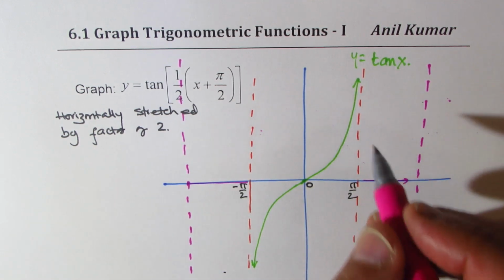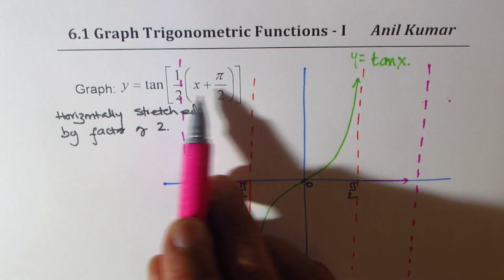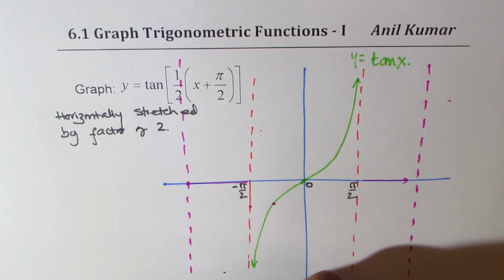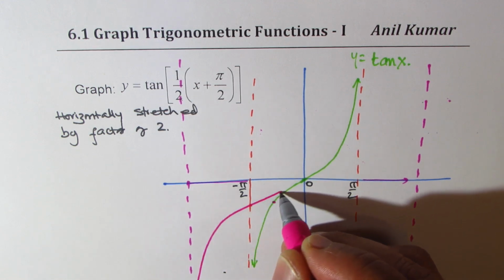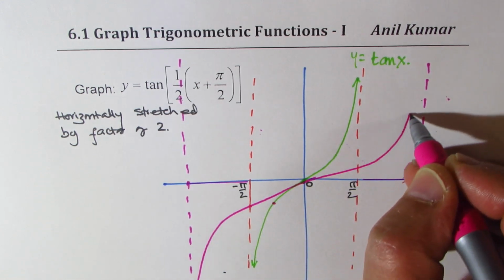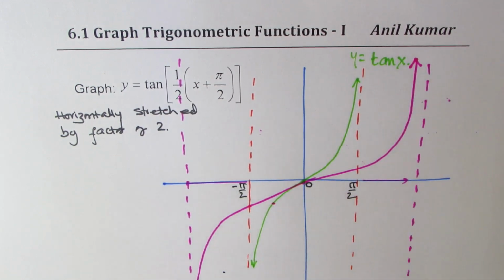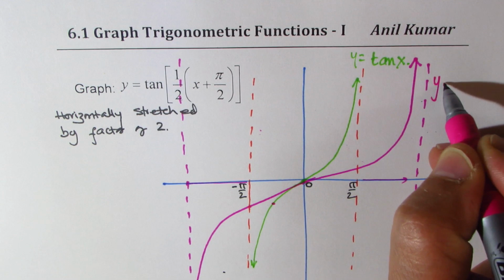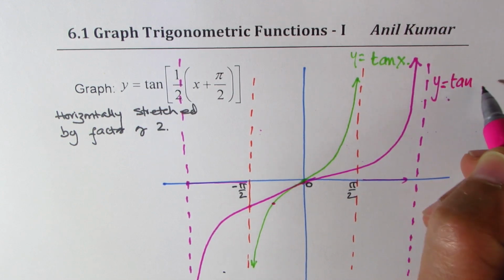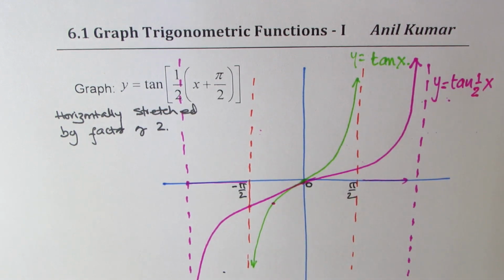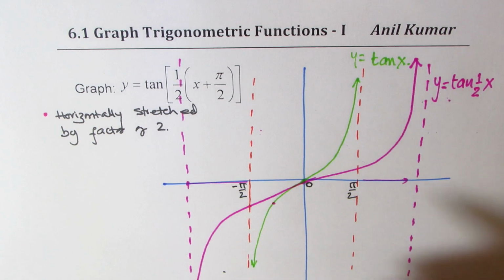So now I'm going to sketch the horizontally stretched function. So all these points, the critical points, they'll just move away, right? So this point moves to that point. So what we get here is kind of like this. Do you see that? So that becomes the graph for, let me write here, y equals to tan of half x. Correct? So it is horizontally stretched.